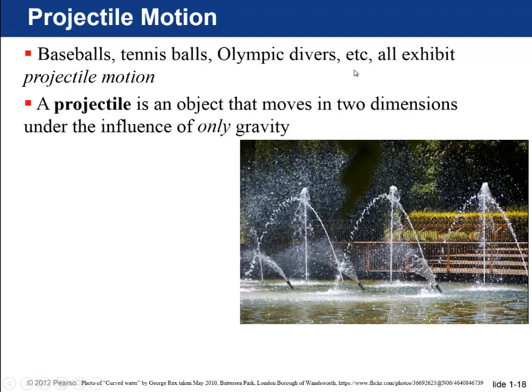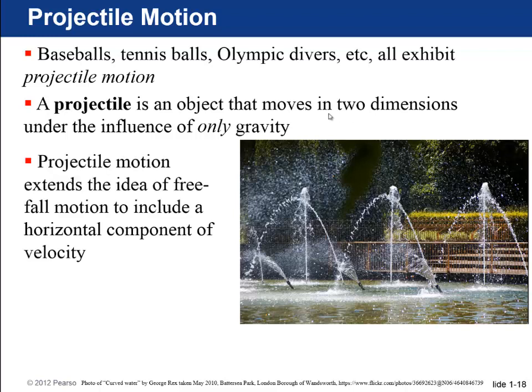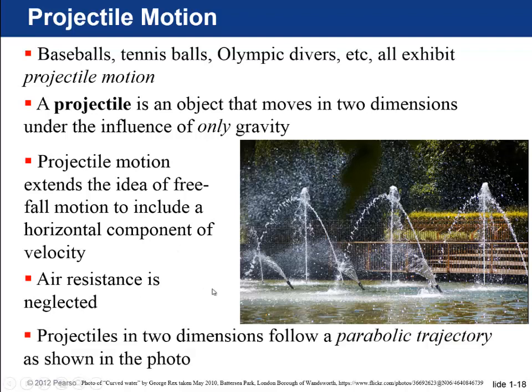Baseballs, tennis balls, Olympic divers, etc. all exhibit projectile motion. A projectile is an object that's moving in 2 dimensions under the influence of gravity only. So this is a vertical plane that it travels in, and the only important force while a projectile is traveling is the gravity force. Projectile motion extends this idea from chapter 2 of freefall motion to include a horizontal component of the motion, but it's a similar acceleration. Air resistance is neglected, and projectiles in 2 dimensions, as it turns out, follow a parabolic trajectory.